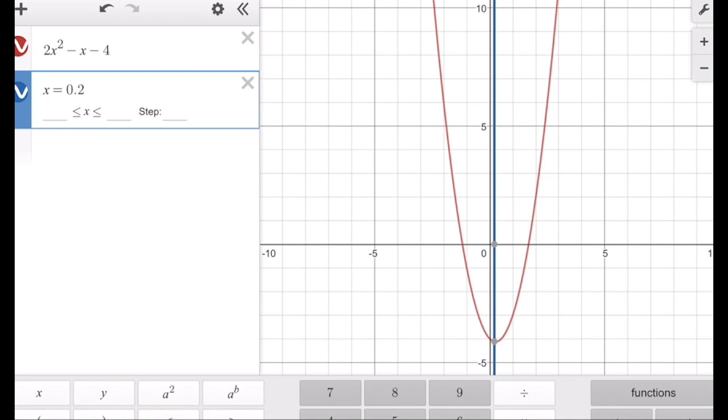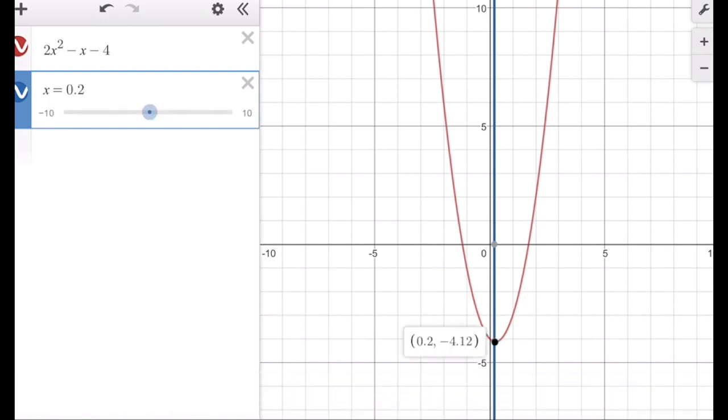When I plot this point, you'll see that it goes right through the vertex, and if I were to mirror from left to right, my parabola certainly mirrors over that value. This is also the minimum value of 0.25 and negative 4.125. We'll see that with parabolas and quadratics, it's either going to be the minimum value or the maximum value.